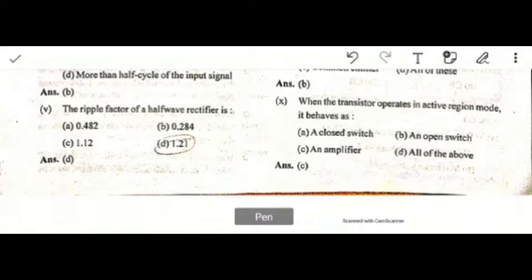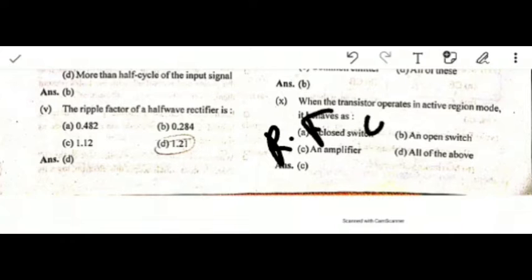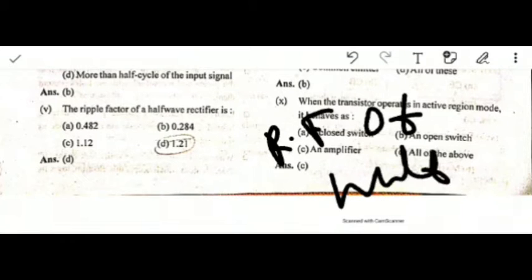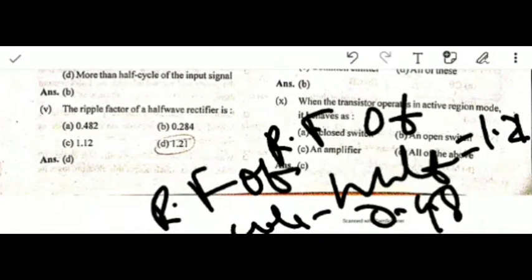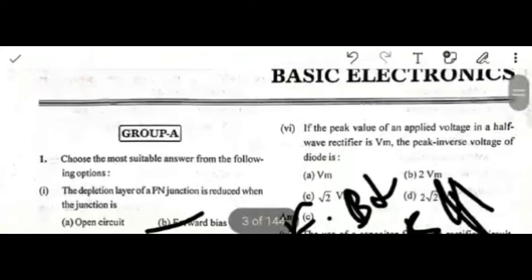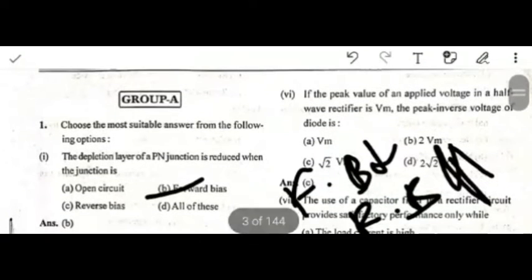Now in the fifth question, the ripple factor of a half wave rectifier is. You should know that the ripple factor of half wave equals 1.21, and the ripple factor of full wave is 0.48. But here it is asking for half wave, so 1.21 will be the answer. But you should know this also, that if ripple factor decreases, then efficiency increases. Both are inversely proportional.